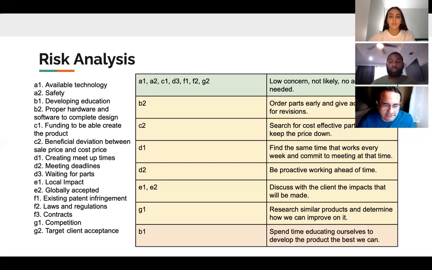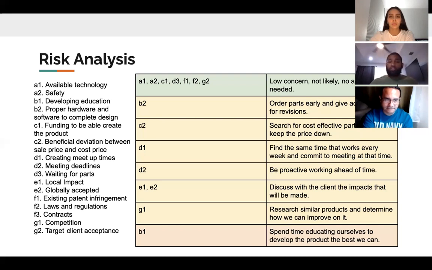We're also trying to create meetup times between our group, which is finding the same time that works for everybody in the week to commit to meeting times. We all go to school, we all work. We have to find the time that works best and we have to commit to it. We have to meet deadlines. So being proactive, working ahead of time, and trying to finish things ahead instead of waiting would be the best thing so we can stay on top of our project.